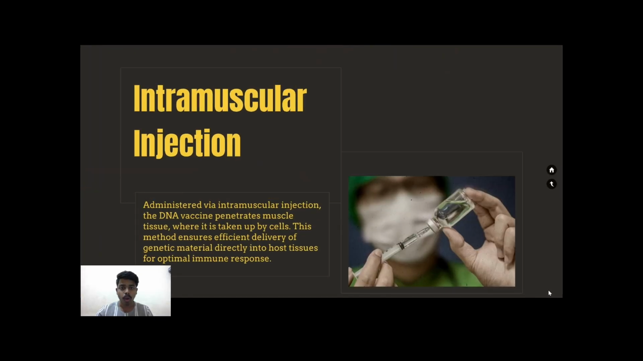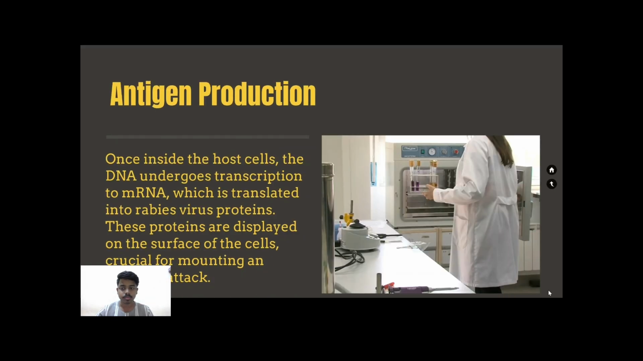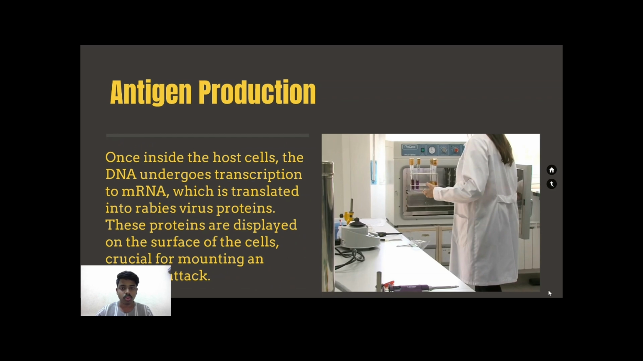Intramuscular injection. The vaccine is injected through the muscle tissue of the host body for effective delivery of genetic material directly into the host tissues for optimal immune response. Antigen production. Once the vaccine is inside the host cells, the DNA undergoes transcription, which converts it into mRNA, which is translated into rabies virus proteins. These proteins are displayed on the surface of the cells, crucial for mounting an immune attack.